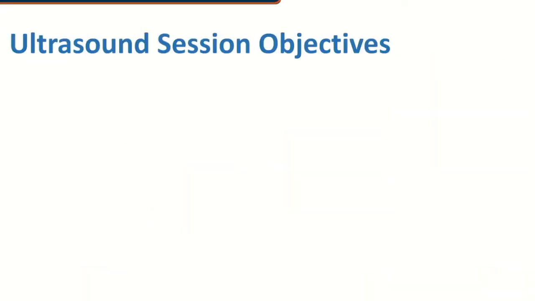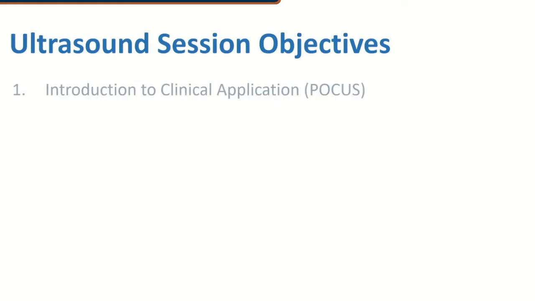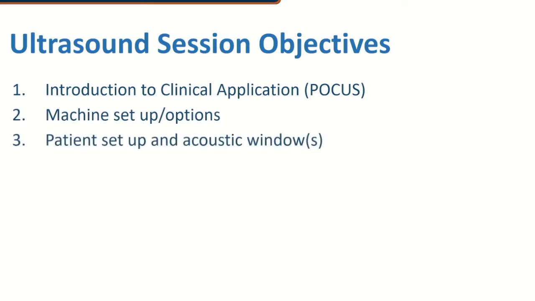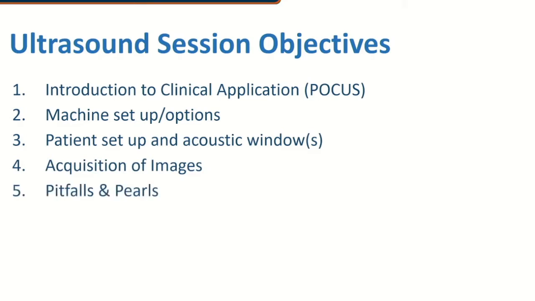Okay, so covering our ultrasound objectives for today, we will introduce a clinical application as it relates to your point of care ultrasound. We'll go over the machine setup and options. We'll go over patient setup and the acoustic window that you'll be using to image the bladder, and techniques on how to acquire your images, and some pitfalls and pearls, and finally some snapshots. The scanning cards you'll be able to see loaded into Blackboard.